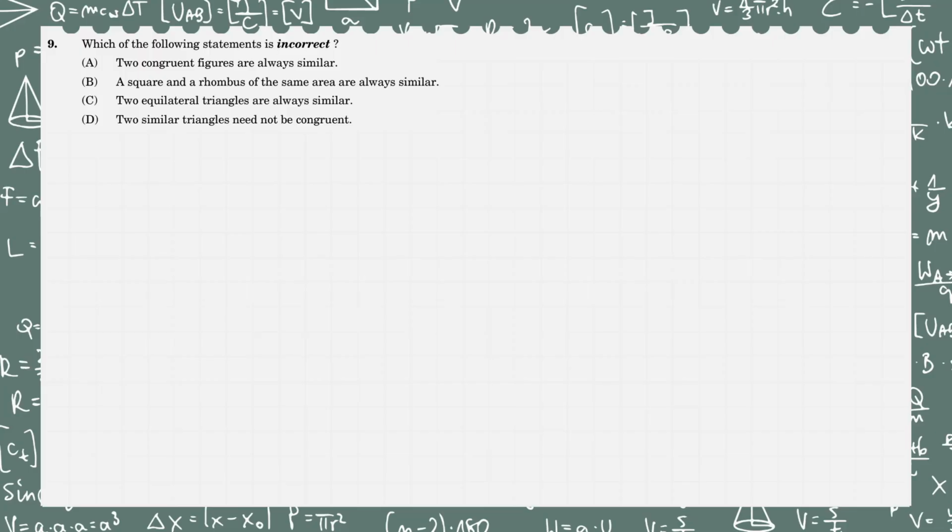And when only the shape is the same but the size is not the same, that is when we say it is similar type, right? So two congruent figures are always similar. This is a true statement only. So this we cannot take because we want a false statement.